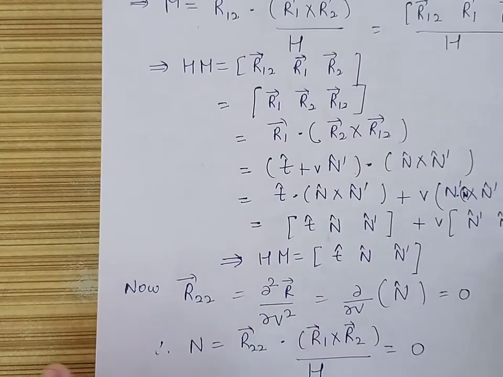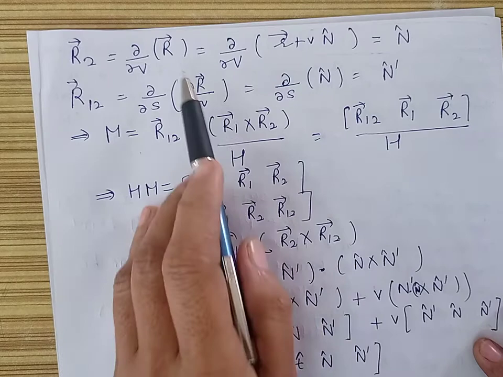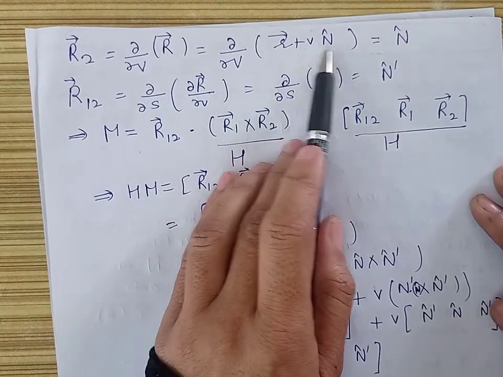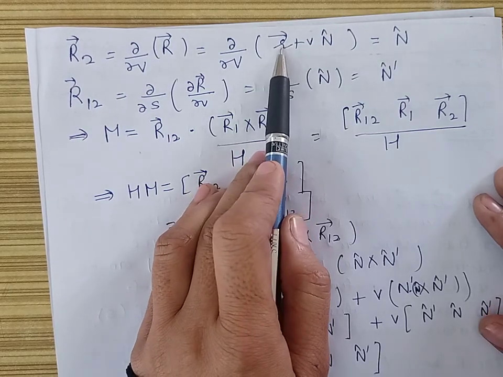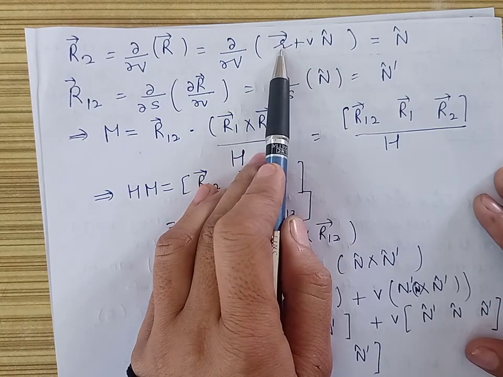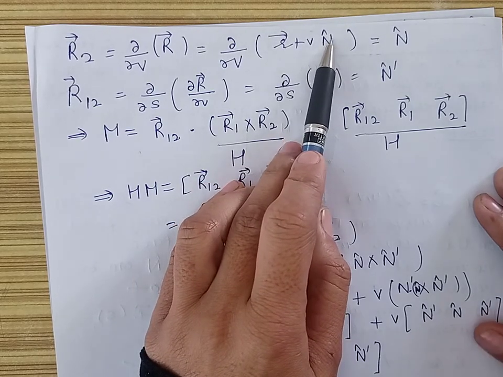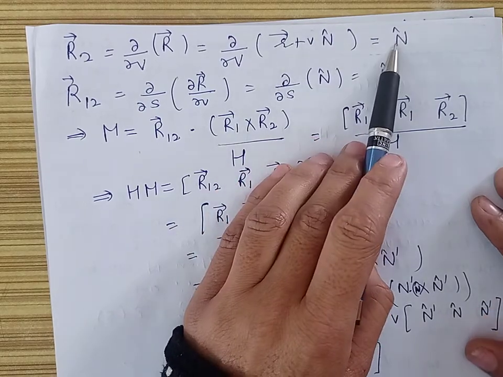Now let us find the partial derivative of vector R with respect to the parameter v. Substituting the value of vector R, which is r + vN: because r is a function of s only, its partial derivative with respect to v becomes 0. And also N is a function of s only, and therefore the partial derivative of the term vN will be N.